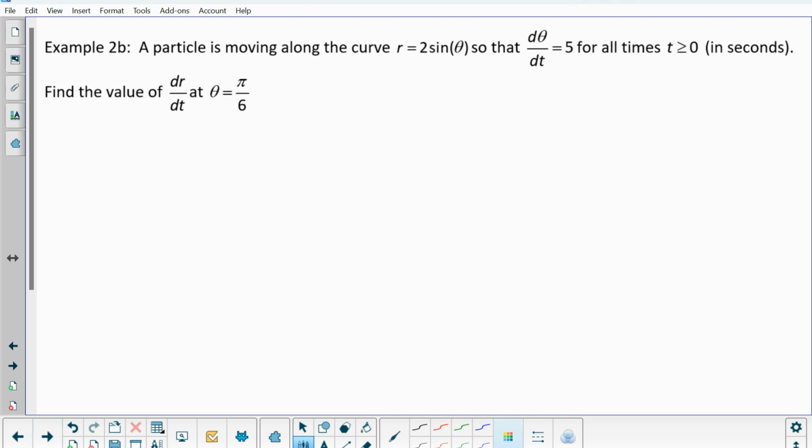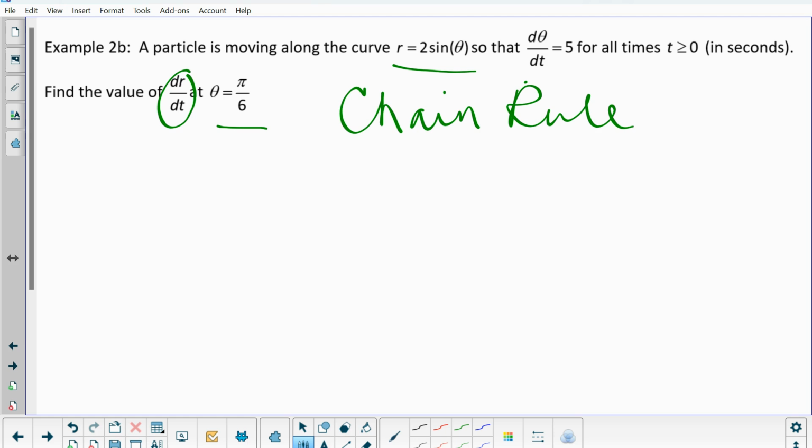So you're being told that you've got this same problem, r equals 2 sine theta, and you're told that d theta dt is equal to 5, which is weird because we don't have t yet in the problem. But that's what parametrics are usually talking about, which is time. But notice you want to find the values of dr dt at theta equals pi over 6. There's a bunch of stuff going on here. So what you're going to need to recognize is you've got theta and t and r. And when you've got those 3 variables going on like that, it should, I hope, make you think of the chain rule here. Okay, at least I hope it will in the future.